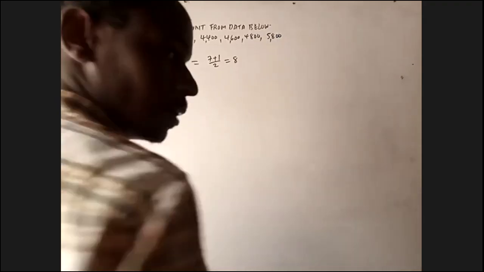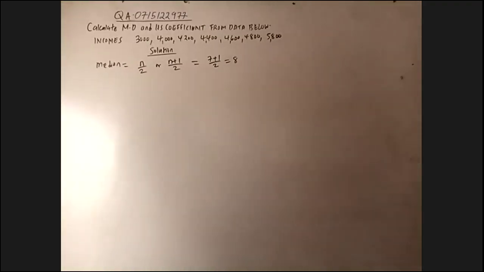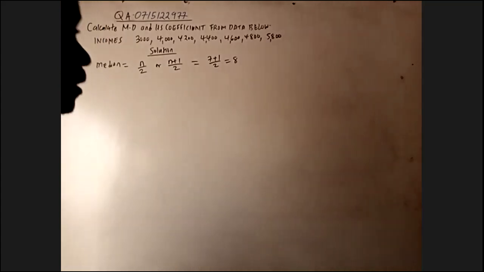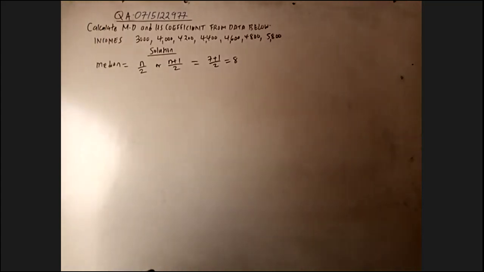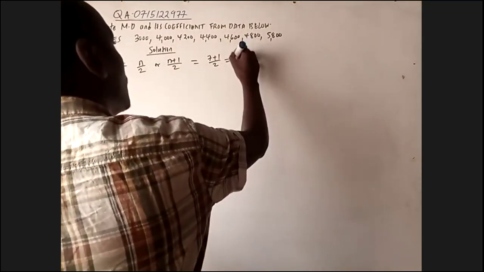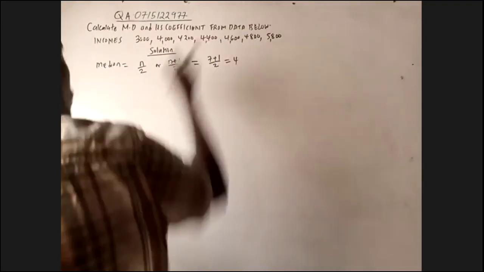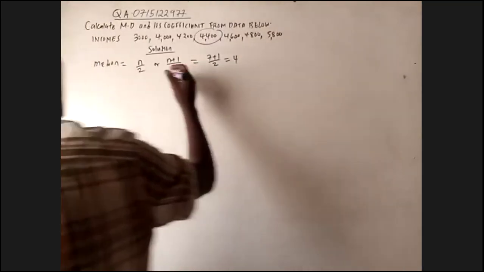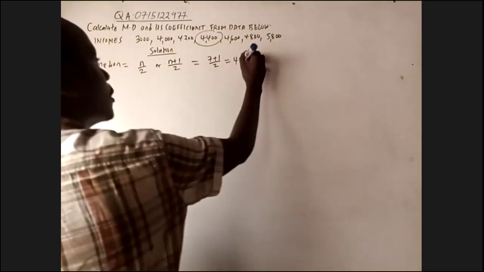Wonderful. 8 divided by 2 is 4. Eh? 8 divided by 2, you get 4. Here it is 4. So 1, 2, 3, 4. So our median is 4,400, not mean. Median.